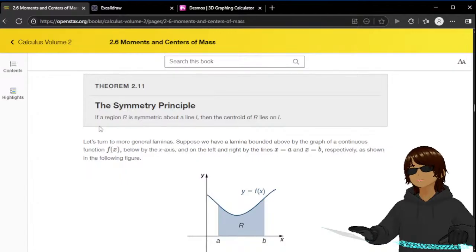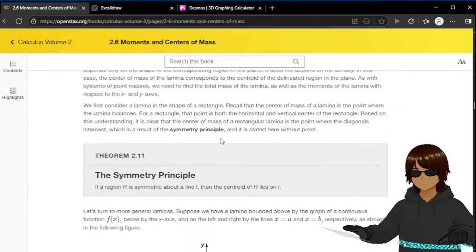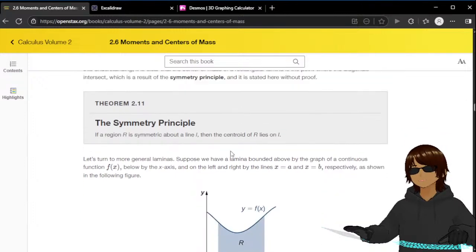The symmetry principle: if a region R is symmetric about a line L, then the centroid of R lies on L. I mean, it's true if the masses are evenly distributed. If it weighs more on one side, then it would be different.